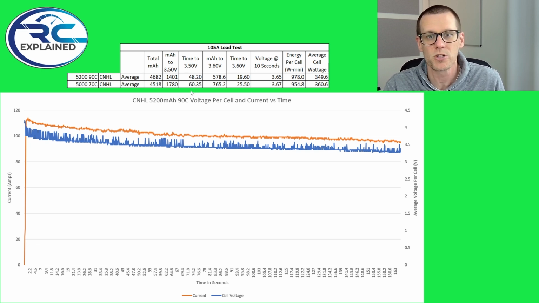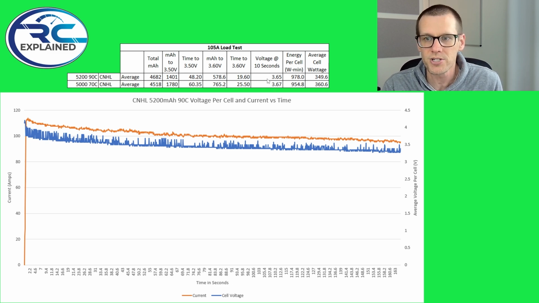Now things change when we look at the milliamp hour to 3.5 and 3.6, as well as the times. Our new battery pack that we tested here today is delivering 1401, where the G Plus line ended up hitting 1780. And the time to 3.5 was 48 seconds for the battery we tested today, and for the previous one, 60 seconds. And then the milliamp hour to 3.6 was 579 versus 765. And the corresponding times there was 19.5 and 25.5. So the old battery, the G Plus lineup, ended up doing better here in this particular segment of the test.